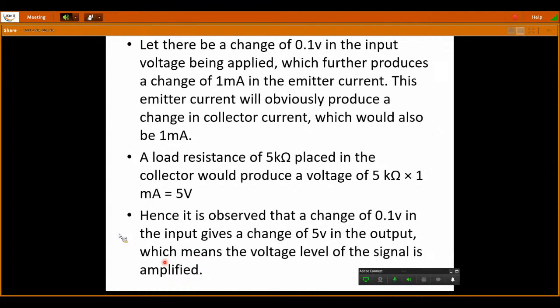Now I'm talking about the previous value of the input voltage, for example 0.7 volts. The next voltage applied at the input is 0.8. So the change between the previous and the present value of the applied input is 0.1 volt. With that change in input voltage, suppose the change in input current, i.e. the emitter current, is 1 milliamp.